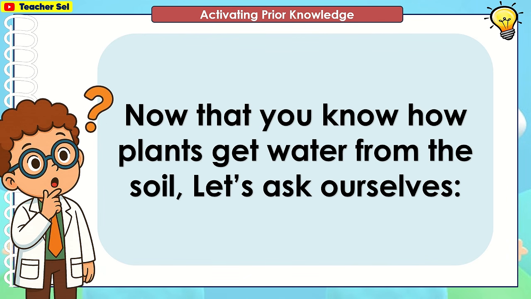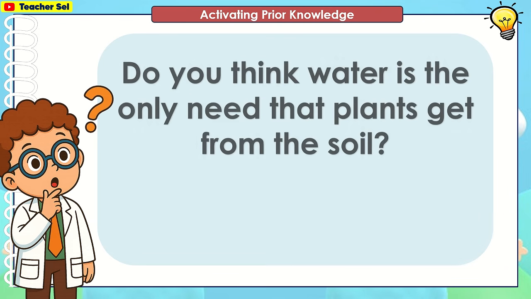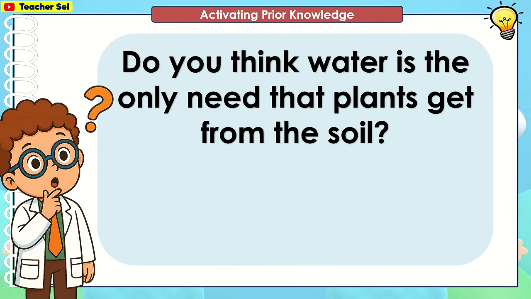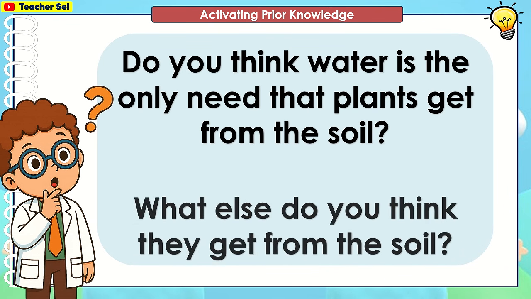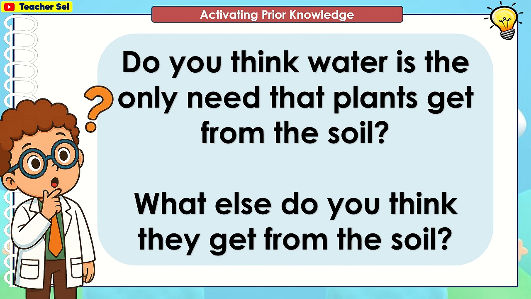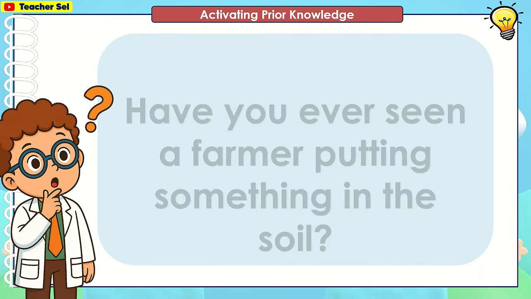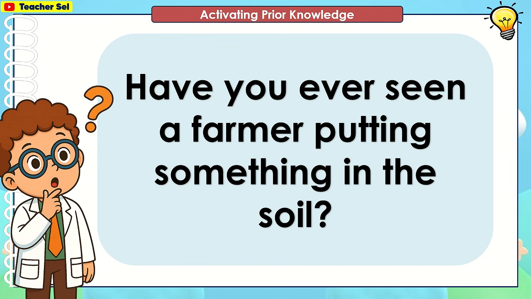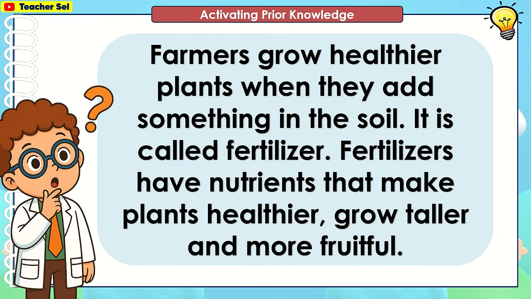Now that you know how plants get water from the soil, let's ask ourselves, do you think water is the only need that plants get from the soil? What else do you think they get from the soil? Have you ever seen a farmer putting something in the soil? Farmers grow healthier plants when they add something in the soil. It is called fertilizer. Fertilizers have nutrients that make plants healthier, grow taller, and more fruitful.